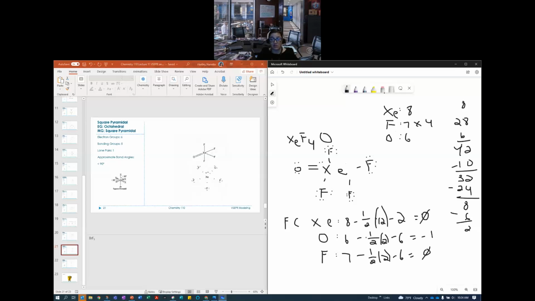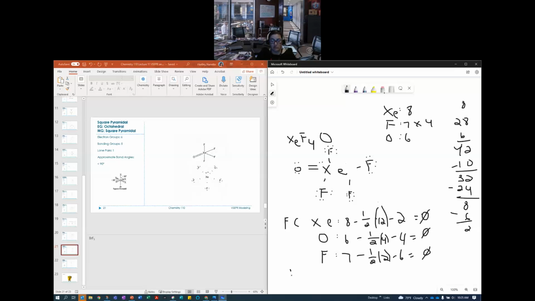And our oxygen, we're going to have 6 minus half of the 2, minus, instead of 6, we're going to have minus 4. And it's not 2 anymore, it's 4, because I moved them from the lone pair to the bonding pair. So half of the 4 gives me 2, minus the 4 gives me 0. So all of my charges are 0. Yay! No formal charge.